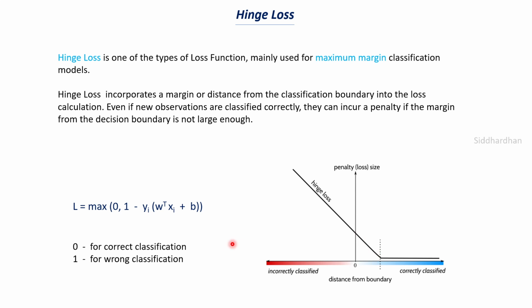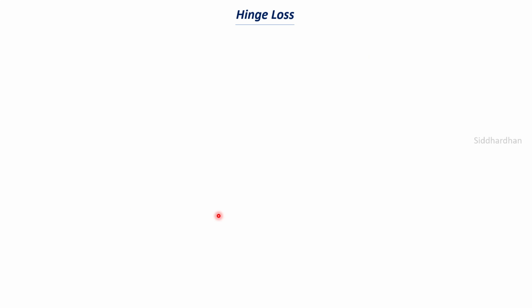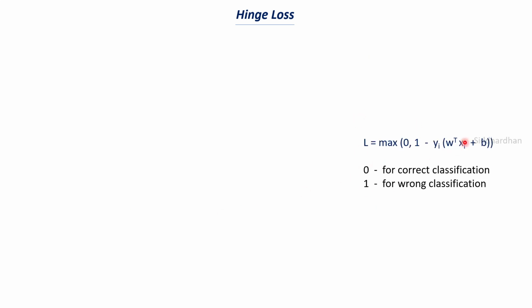Now let's try to understand how this value turns out. So we will give some values for our yi and yi cap, and we will try to find this loss function with this hinge loss function value. Okay, so let's do that. So we know that this is the formula for the hinge loss, right? max of 0 comma 1 minus yi into w transpose xi plus b. So this is basically your predicted value.